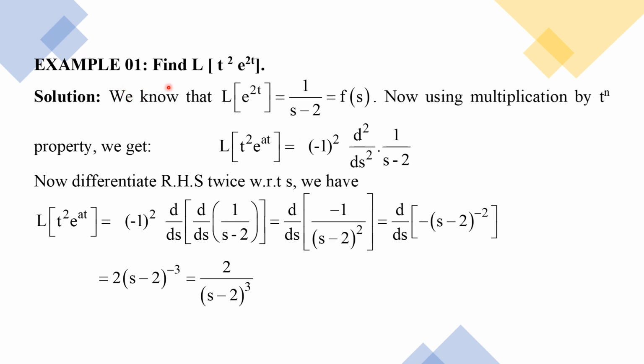Example number 1. Find Laplace of t² e^(2t). We know that Laplace of e^(2t) is equal to 1 over s minus 2. This is F(s). So by using the multiplication by t^n property, Laplace of t² e^(2t) becomes (-1)² d²/ds² of 1 over s minus 2.